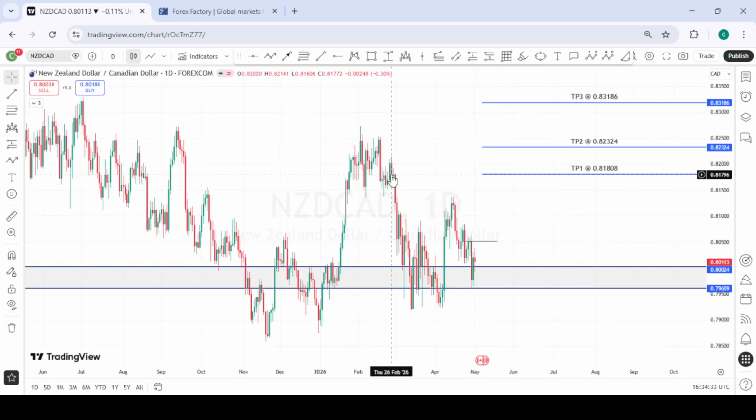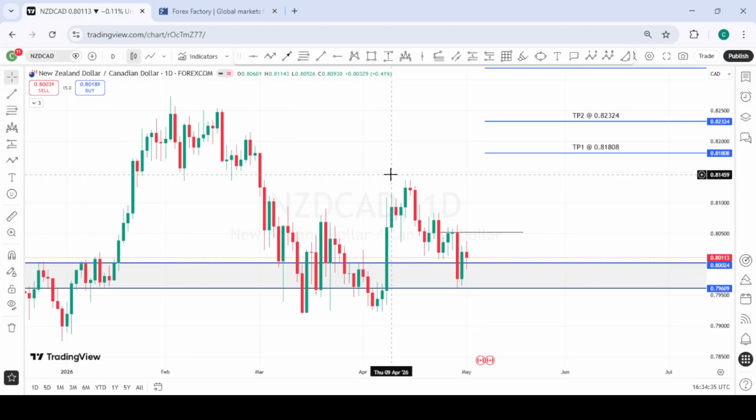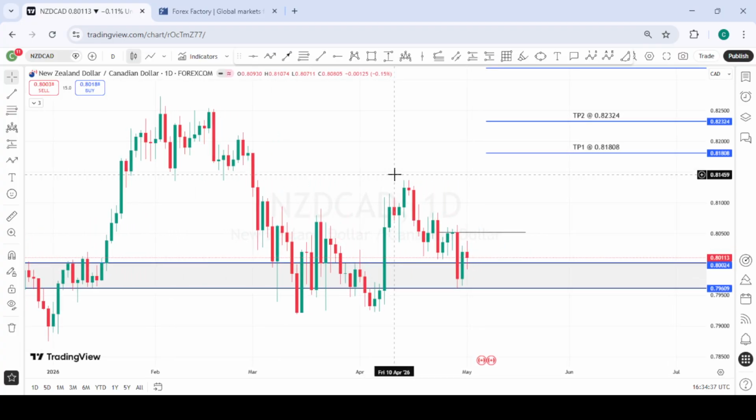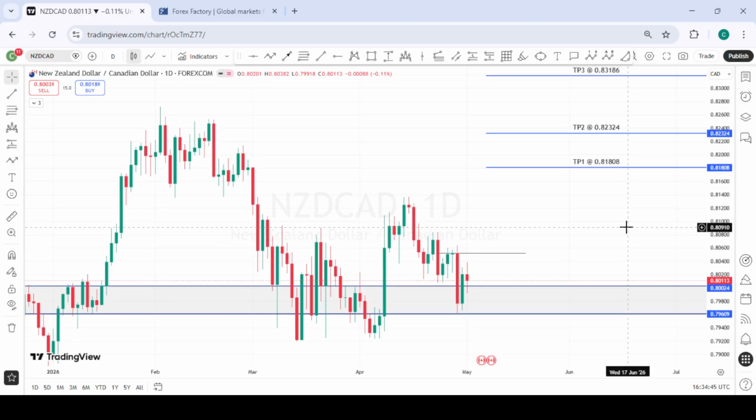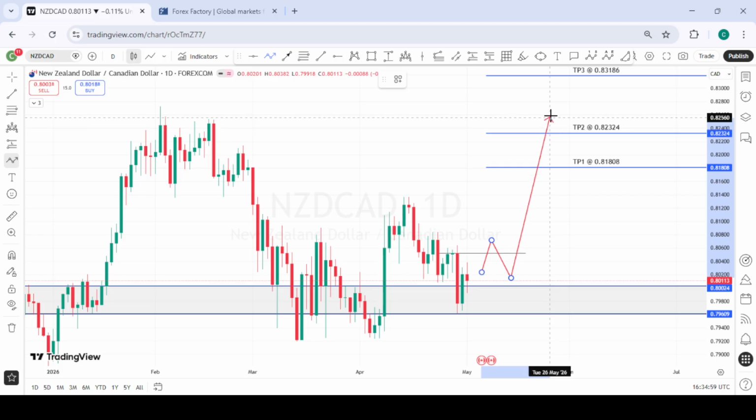This is NZDCAD. Initially we were looking for it to the bearish side, but it looks like the market has shifted. Price has now reacted from an area of interest, and we are going to wait for a daily structure shift here, a daily candle closure above this daily structure point. We look forward to a possible higher low formation, and we take our buys to the upside.